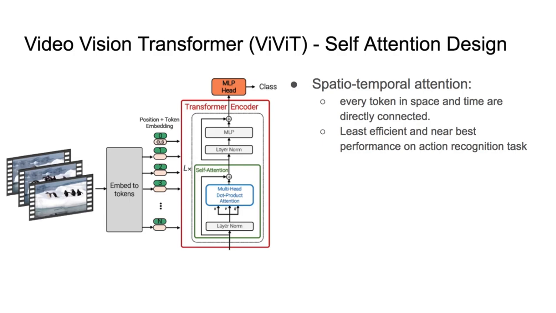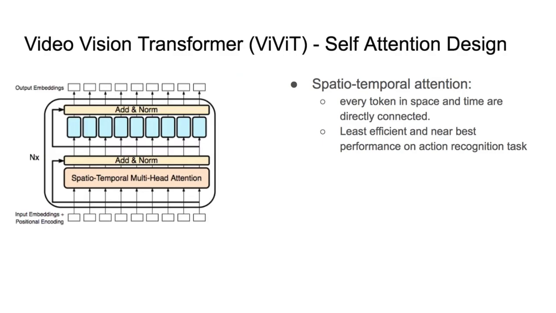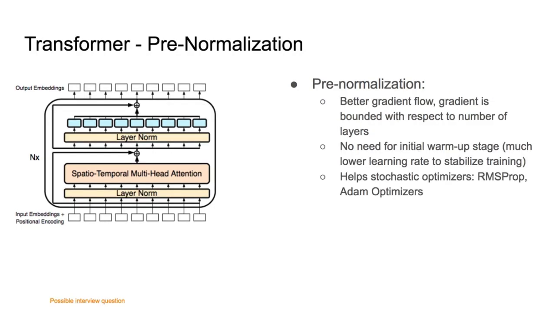The first option is spatiotemporal attention, where every token in space and time are directly connected. It arguably performs the best on action recognition, but it is the costliest. This is because of the sheer number of attention connections needed over space and time. It should be noted that like many other more recent models, the normalization step in the ViViT Transformer module is actually performed prior to self-attention. The diagram should then be modified to this. Here, the pre-normalization provides benefit in better control of gradient flow and it's easier to train.